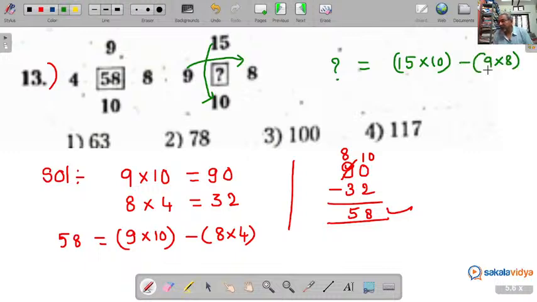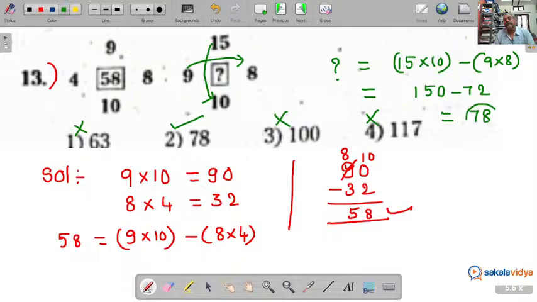Yes, Rutvik, welcome to my class. Tell me what answer you will be getting. 150 minus 72. The unit digit will be 8, so you need not find out the total value. 10 minus 2 is 8. Only the unit digit 8 is in the second option, so the first, third and fourth options will be eliminated. So our answer is 78. The second option is the right option.